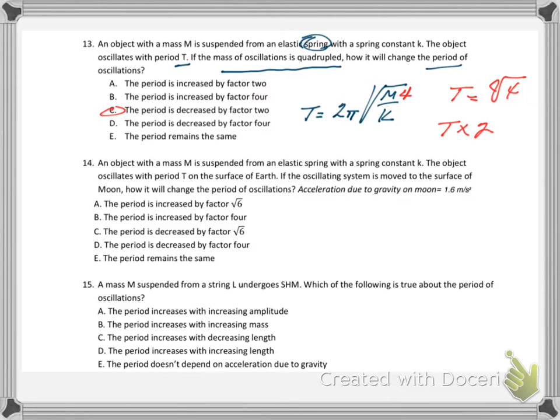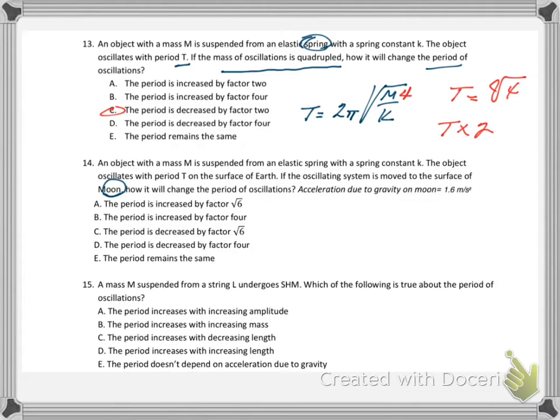Number 14. An object with a mass m is suspended from an elastic spring, spring constant k. The object oscillates with a period T on the surface of the Earth. If it's moved to the surface of the moon, how will it change the period of oscillations? Acceleration on the moon is 1.6, or 1/6 meters per second squared, 1/6 what it is on Earth.